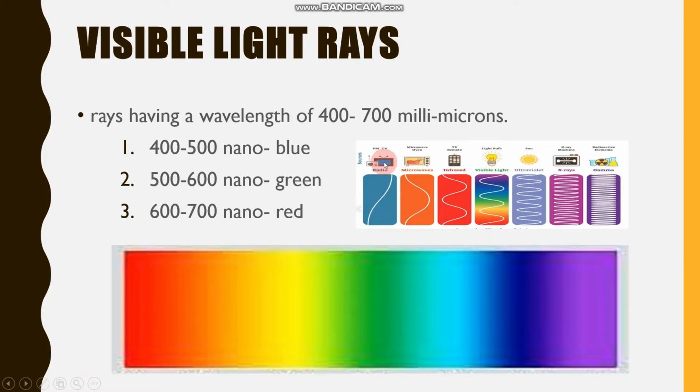The visible light rays, ito po yung rays having a wavelength of 400 to 700 millicrons. Sabi nga natin kanina, electromagnetic spectrum is divided or grouped yan according to their number of frequency and to its wavelength. So, when you group these waves, it creates the electromagnetic spectrum na meron tayo. But only some of these waves are visible to our eyes. At eto nga po yung visible lang sa atin, which is the visible light rays.